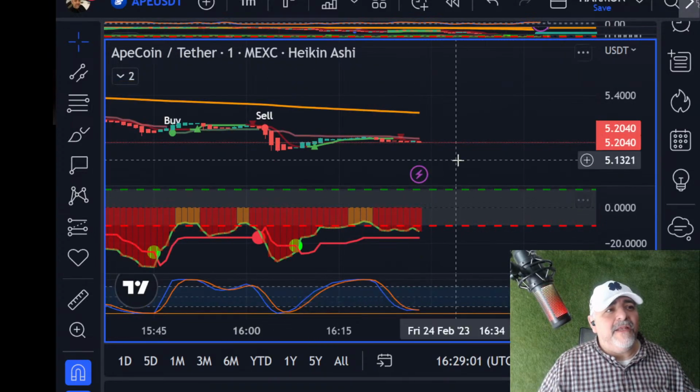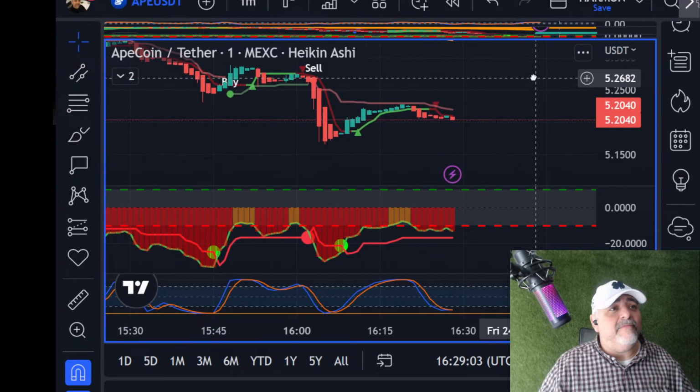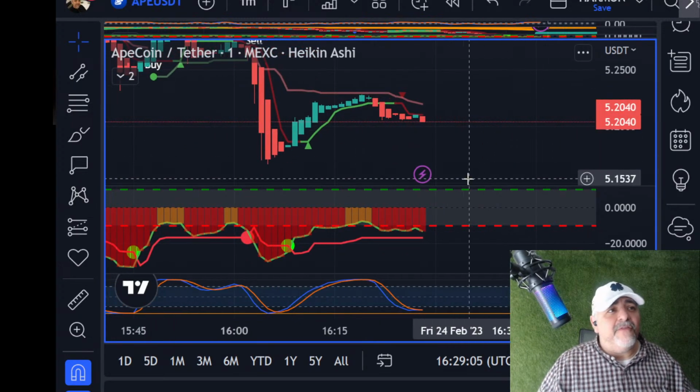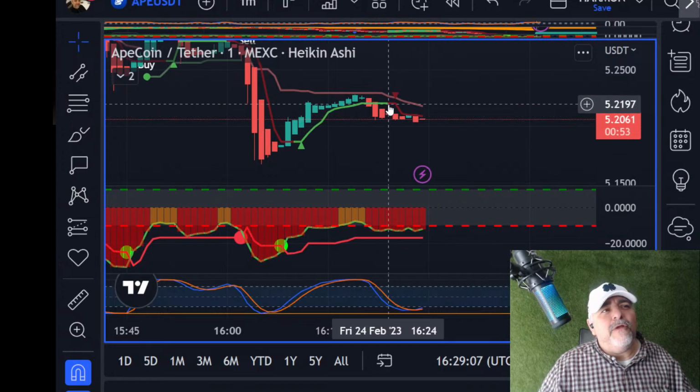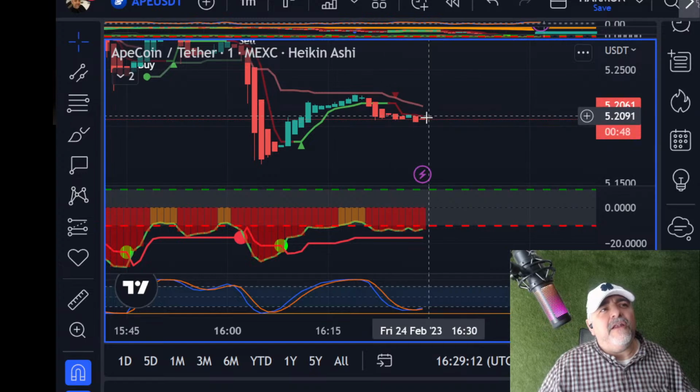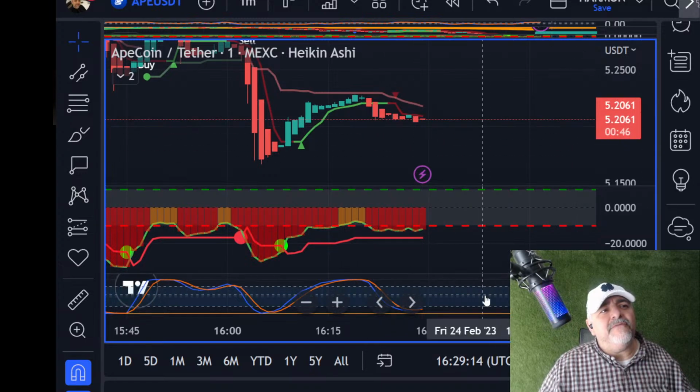Now let's go to the 1 minute here to see what the 1 minute is saying, right? Because that's the 3 minute. 1 minute gives us a 3 minute view, right? So right here, the 1 minute's already starting to show a red trend change. And it looks like we're starting to build momentum for a short.